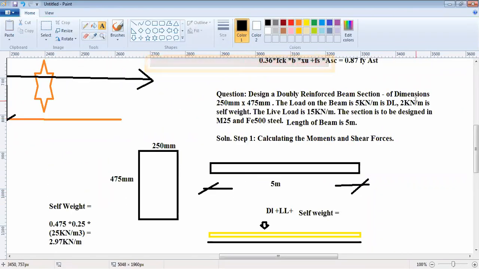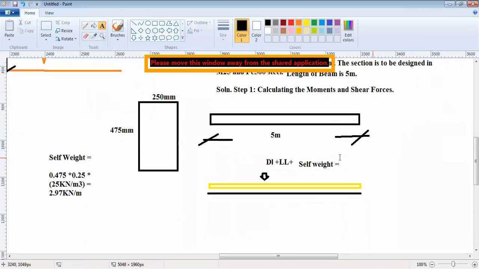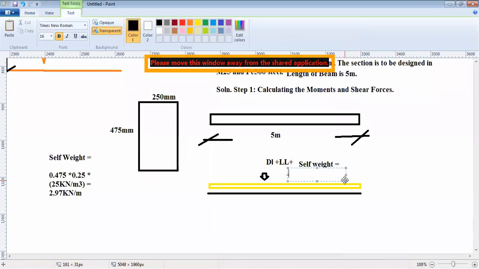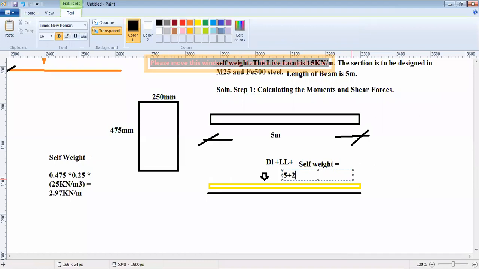So let us revise this. The self weight here in the question is replaced by the calculated value: 2.97. So self weight is 2.97. The total weight now is, dead load was 5 plus 2.97 self weight, live load is 15. So the total load coming is 22.97 kilonewton per meter.